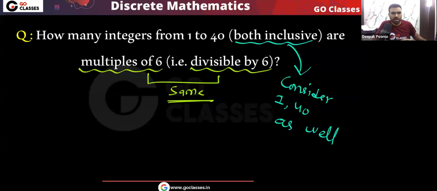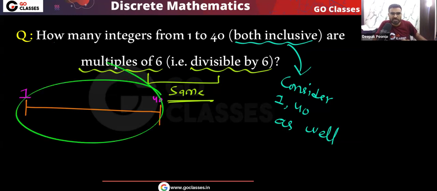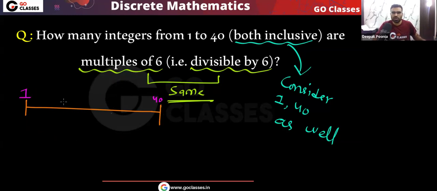So let's see how many integers from 1 to 40. Let's make this range. Let's assume this is the integer range I am creating. So here you have 1, here you have 40. I want to find how many integers in this range are multiples of 6, or divisible by 6. You will start from 1, and the first value that is divisible by 6 you will get is 6.